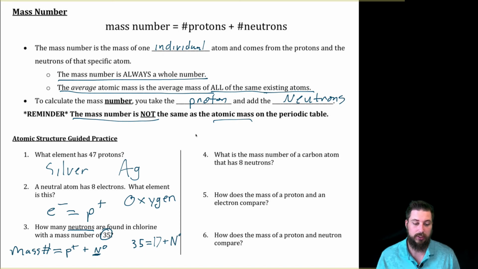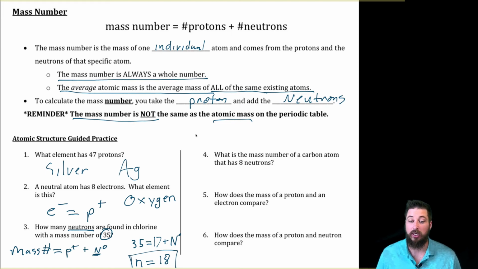So what we now need to do is figure out what the neutrons are. Well, 17 plus what is 35? All we have to do is take 35, subtract 17, and that will give us the neutrons. And so the neutrons in this situation happen to equal 18. There happens to be 18 neutrons, and this is our answer right there. Again, because 17 plus 18 is 35.